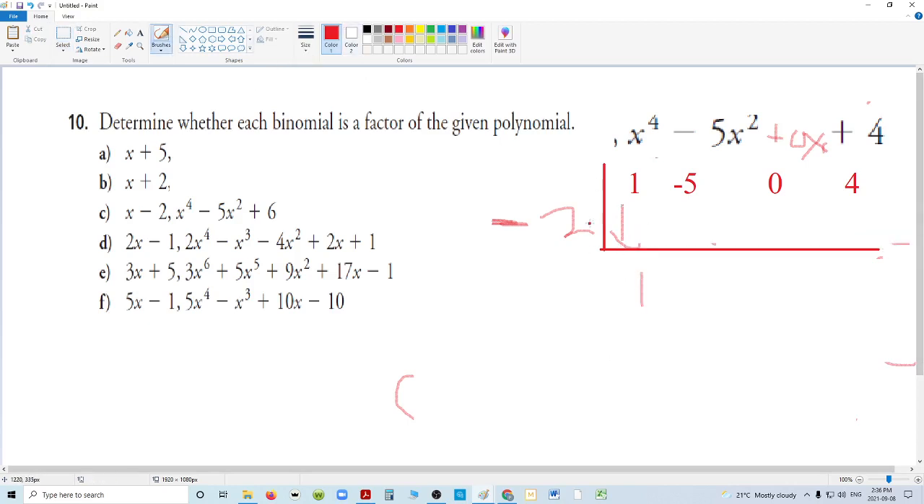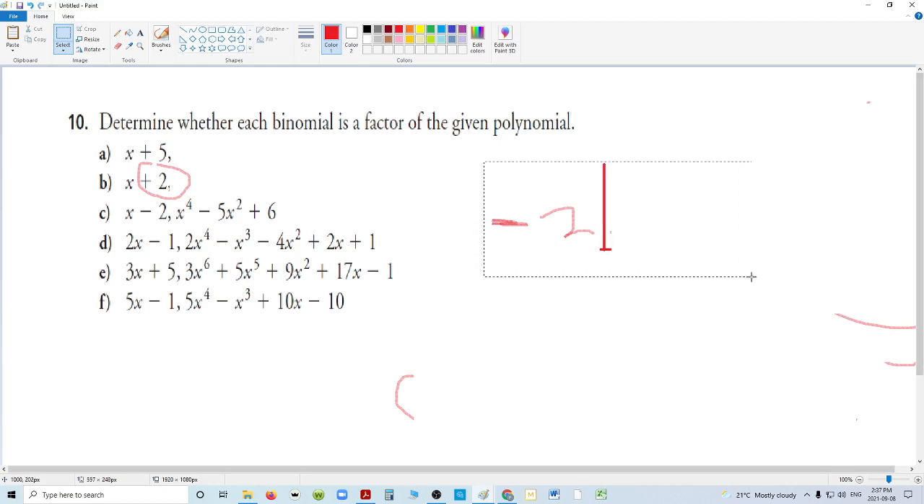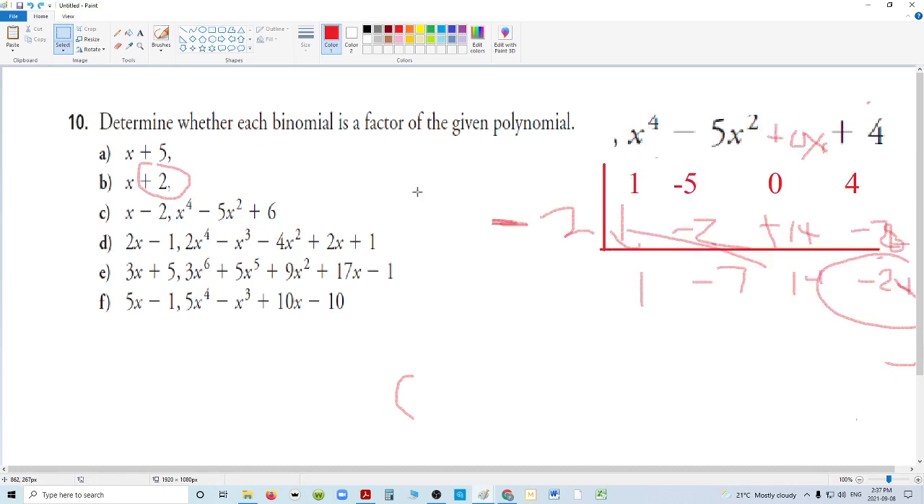Bring down the 1 because I have to take the root, which is minus 2. Minus 2 times 1 is minus 2. When I add them, I get minus 7. Minus 2 times minus 7 is plus 14. When I add them, I get 14. And minus 2 times 14 is minus 28. So still not a root. When I add them, I get minus 24. So the remainder is minus 24, which means x plus 2 is not a factor. Pretty much what you're doing over and over again. Okay, what about this one? Oh, maybe I just did that one. No, that's why I got confused. Okay, what about this one?